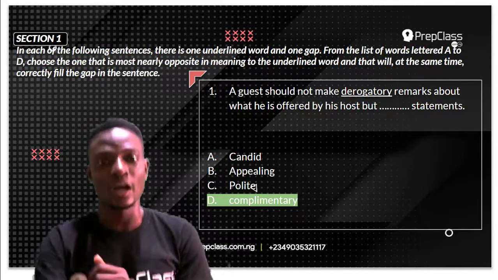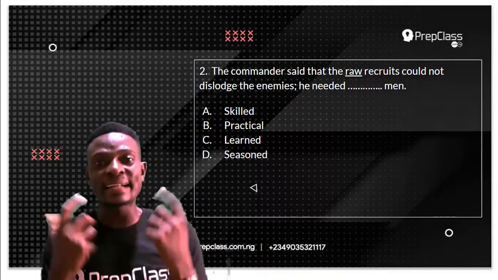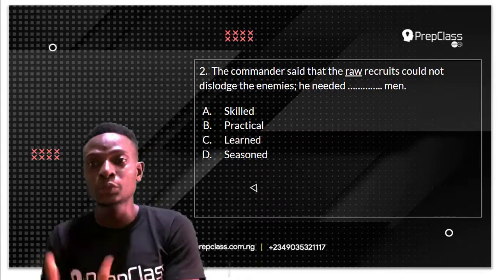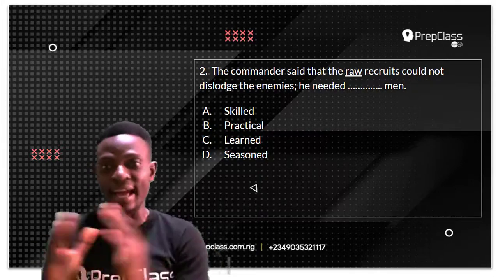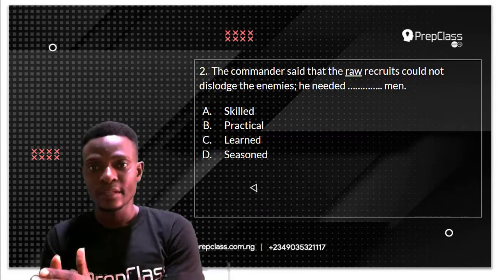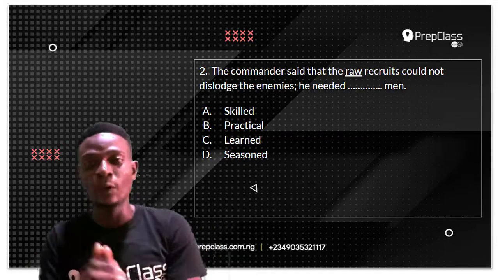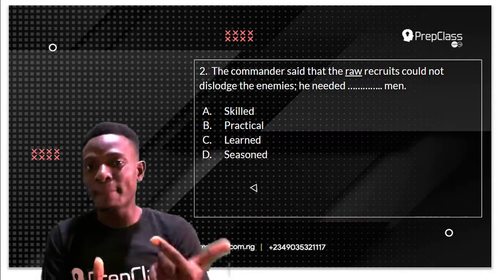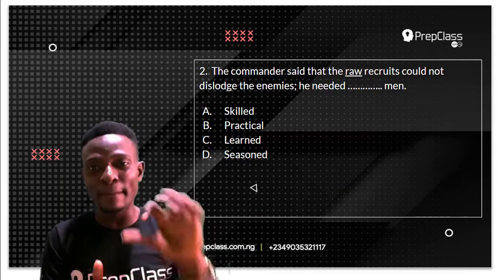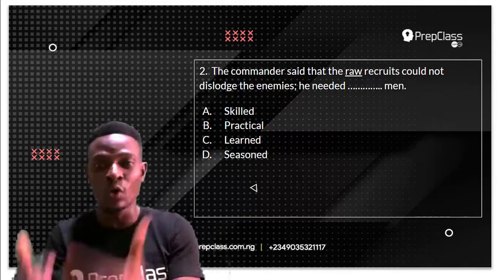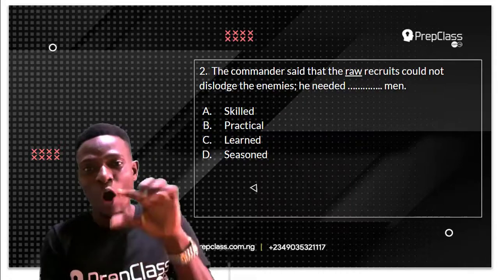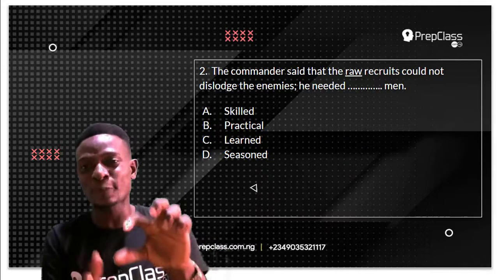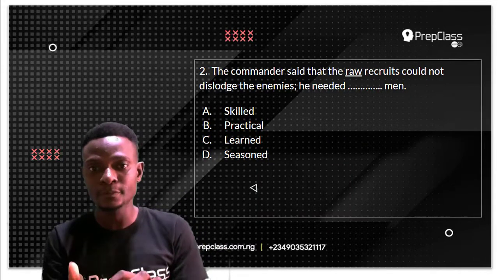Moving on to the next question, we have: the commander said that the raw recruits could not dislodge the enemies. He needed dash men. Now, the underlined word in this sentence is raw. Remember, we have to select the option that means the opposite of the underlined word and will at the same time occupy the position of the blank space in the sentence.